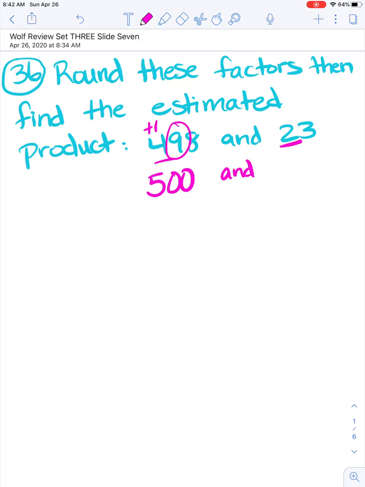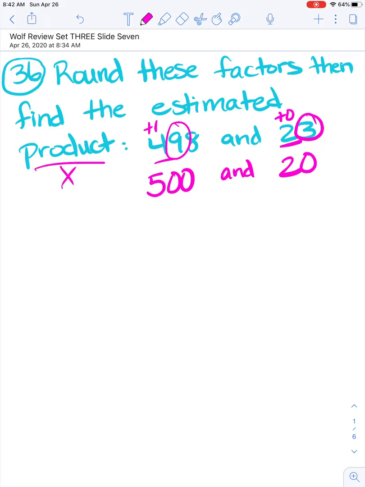Let's go ahead and do 23. We're going to round 23. We look at the number to the right. We've got 3. 4 or less, let it rest. When I'm resting, you don't mess with me, meaning you add nothing. The numbers to the right become a 0.